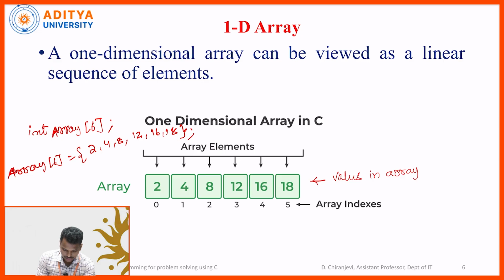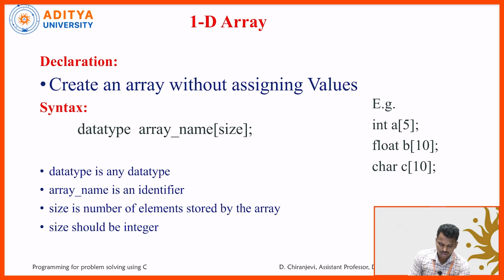So what I have written here is array initialization. This is declaration of array. So how can we declare an array? I already wrote it over there, but I will say the syntax again. First you need to specify the data type, then the array name, then the size.